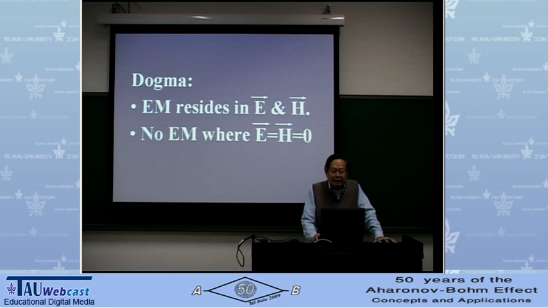So after Heaviside and Hertz, there existed a dogma. The dogma says electromagnetism resides in E and H. Where E and H are 0, there's no electromagnetism. This became a dogma, and in the first 60 years of the 20th century, this was what every student of physics was trained in. When I was a student in China, and later a graduate student in Chicago, this was the thing that we all learned.